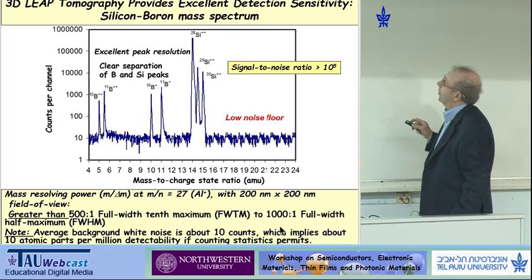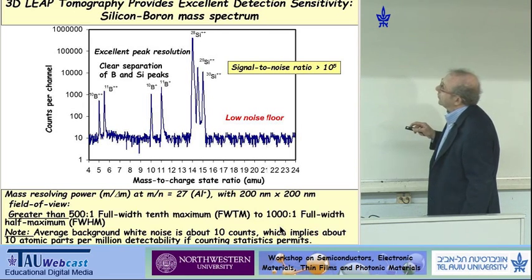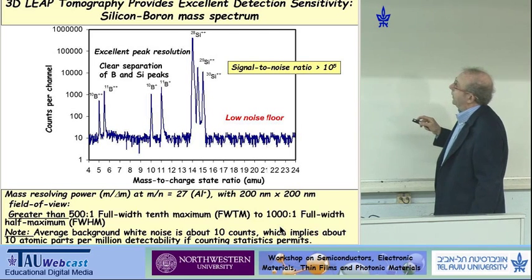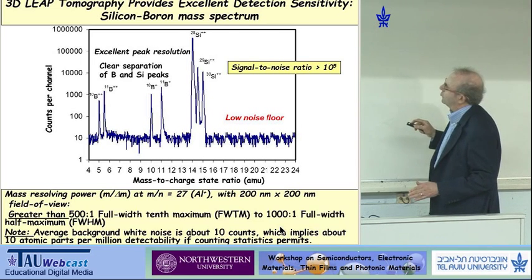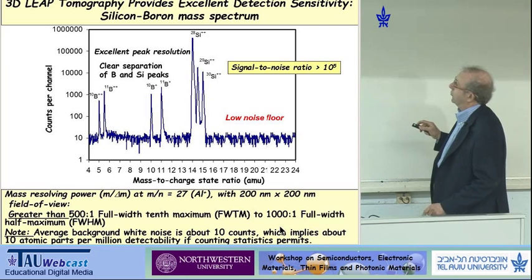This is for a silicon boron alloy, so to speak, and you'll notice several things. This is counts per channel versus mass-to-charge state ratio. Number one, let's look at the bottom end. Here you have boron in a doubly charged state, boron 10, boron 11. Here you have the same species, boron, but in a singly charged state. You can try and predict these states with a model which predicts that you should mainly get doubly charged ions, but you get other charged states.